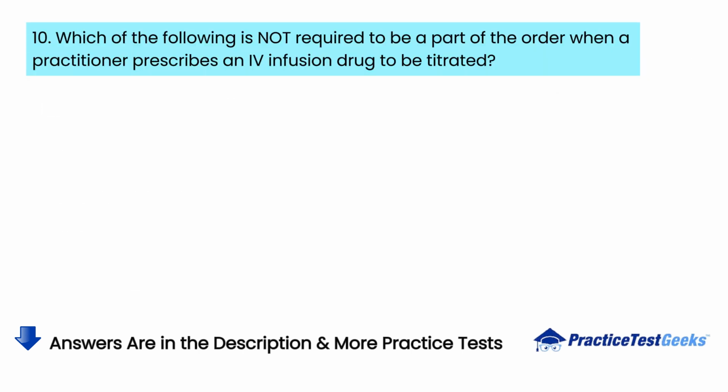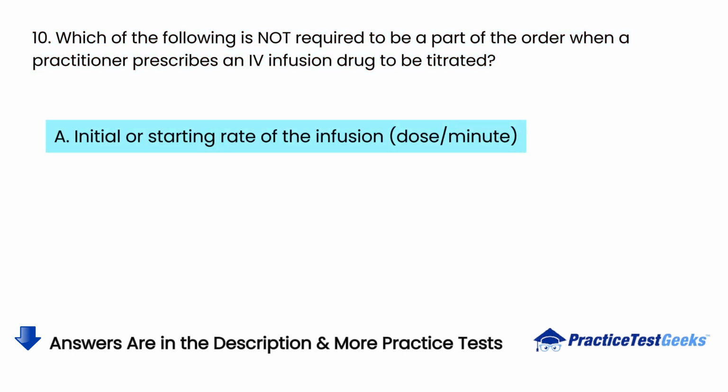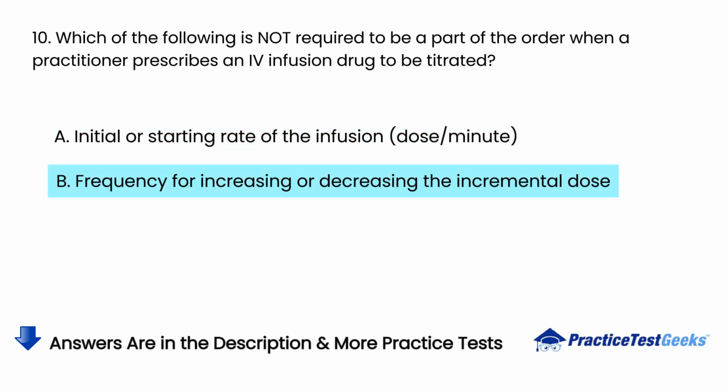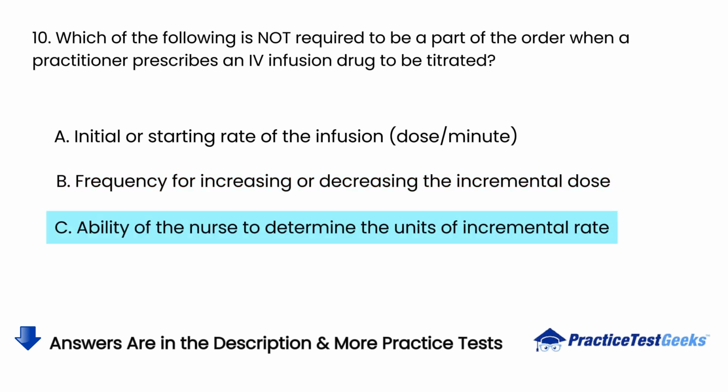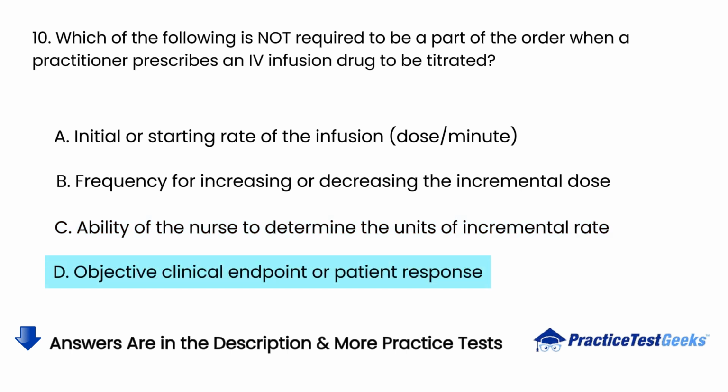Which of the following is not required to be a part of the order when a practitioner prescribes an infusion drug to be titrated? A. Initial or starting rate of the infusion. B. Frequency for increasing or decreasing the incremental dose. C. Ability of the nurse to determine the units of incremental rate. D. Objective clinical endpoint or patient response.